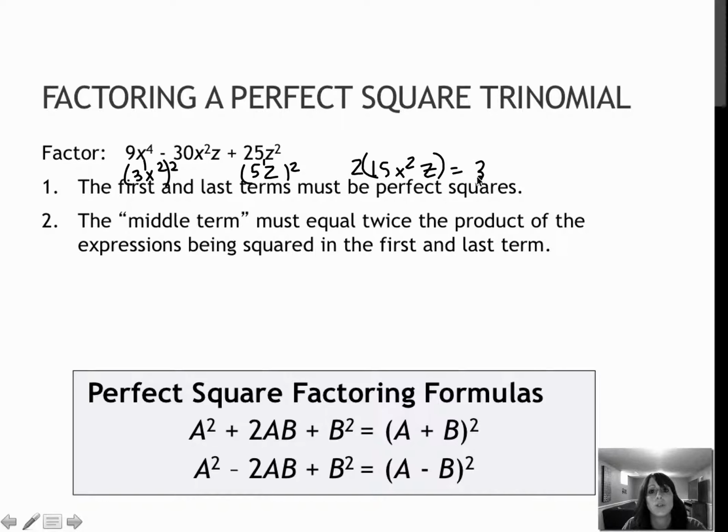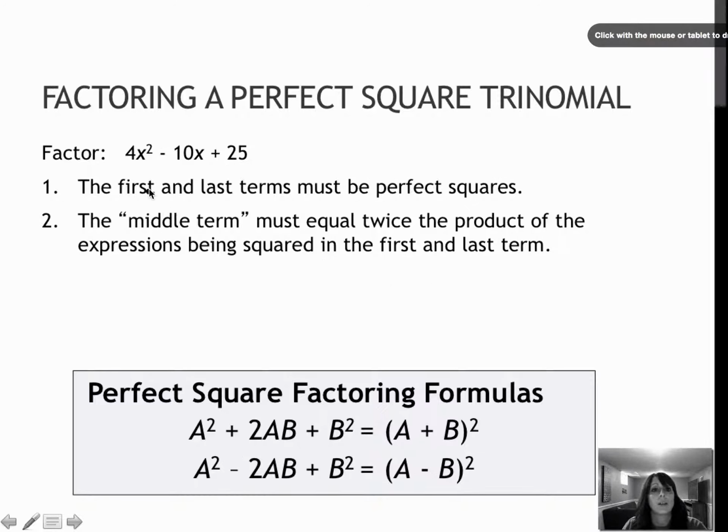And because I do get the same value that's in the middle, I know it fits my perfect square trinomial pattern. Now this one has a minus. So again, that's the only difference, which means when I write it, it's going to be minus. So it would be 3x squared minus 5z quantity squared would be my factorization. Again, I certainly could do that using the tic-tac-toe method. This is actually a little bit easier.